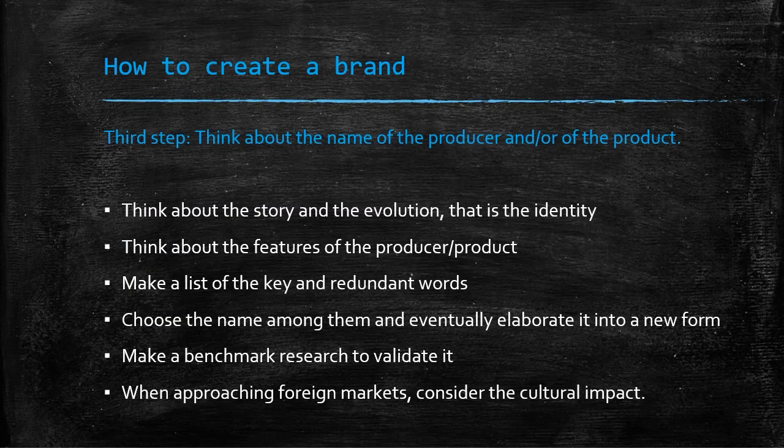Third step. Think about the name of the producer and/or the product. The naming is firstly a brainstorming process. Think about the story and the evolution of the producer, product, that is the identity. Think about the features of the producer, product. Make a list of the key and redundant words. Choose the name among them and eventually elaborate it into a new form. Make a benchmark research to validate it. If the producer, product approaches foreign markets, consider the meaning and the cultural impact.